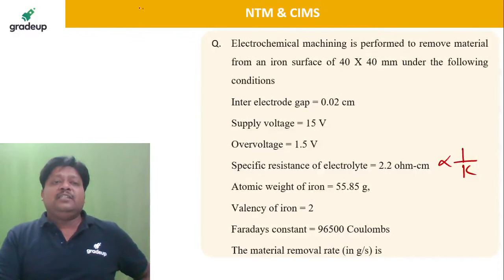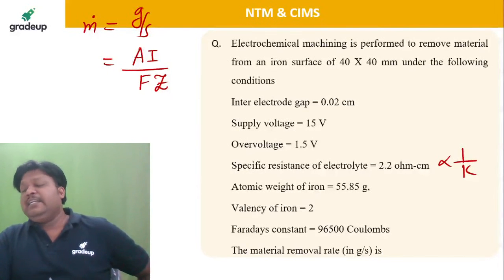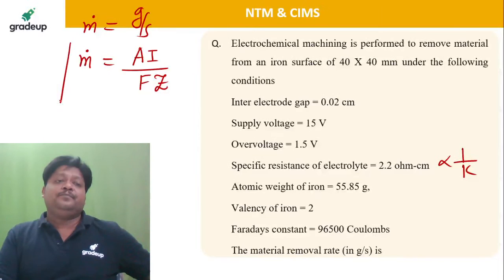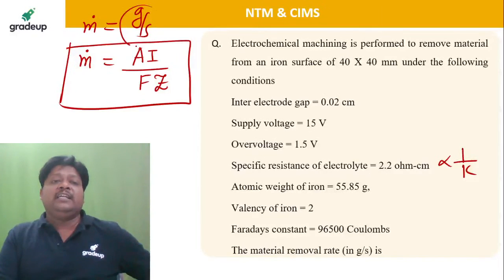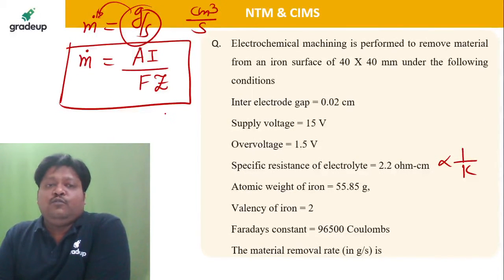So definitely in grams per second there is a mass flow rate, which is equal to AI divided by FZ. Yes or no? AI divided by FZ. This is the gram atomic weight, this is the mass flow rate in terms of grams per second, M dot. So please, whenever the unit is grams per second, they are not asking for the MRR in centimeter cube per second. They are asking the mass flow rate in grams per second. So for that, current is needed. Current is not given there, isn't it? So in this question, dear students, the current is not given.